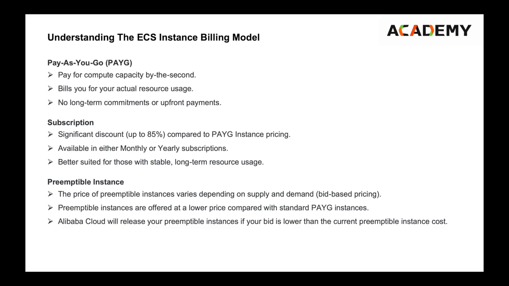Well, there's essentially 3 different modes. There's actually 4. We'll talk about the 4th one in a little bit. So there's pay as you go. You pay for compute capacity by the second. We bill you based on your hourly usage. So at the end of the month, we will present to you a bill based on how many hours of ECS compute time you used. And of course, the cost per hour depends on the ECS instance family and type that you select.